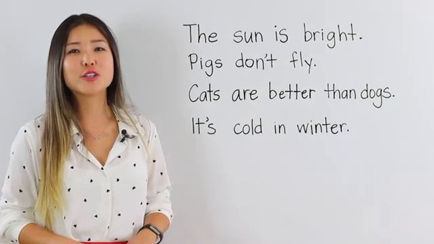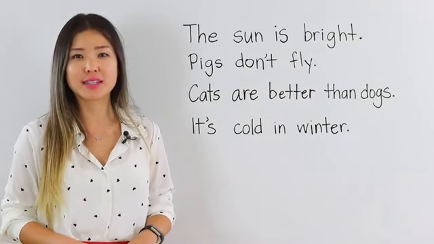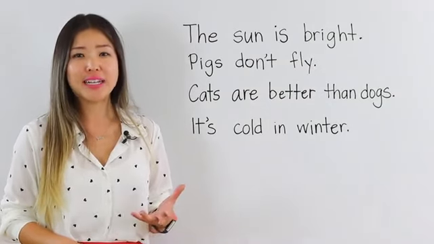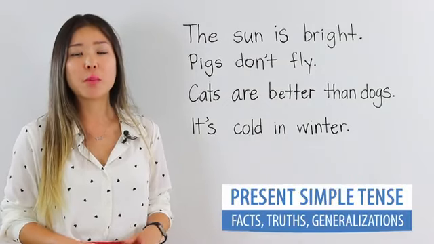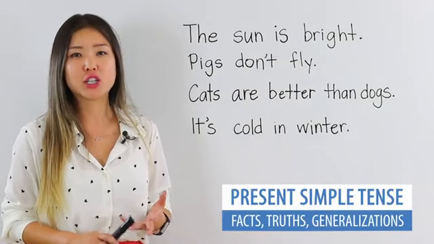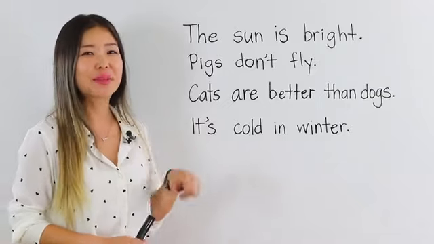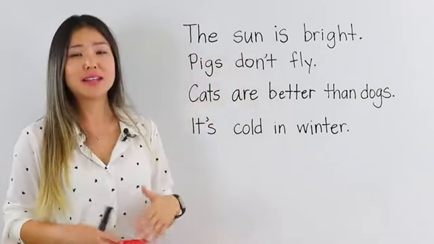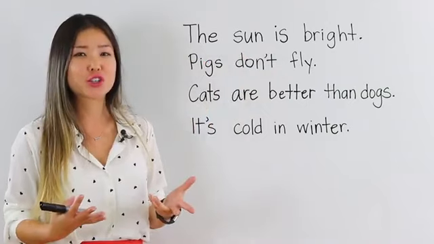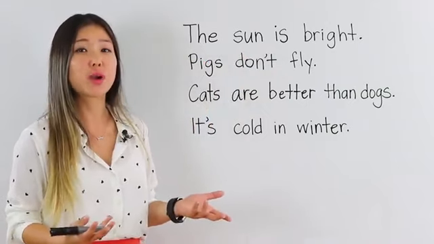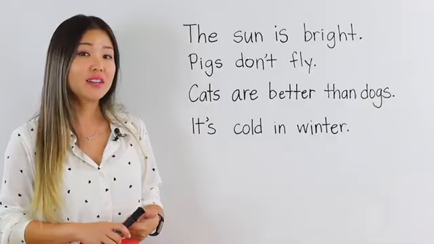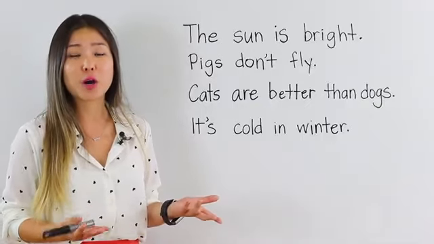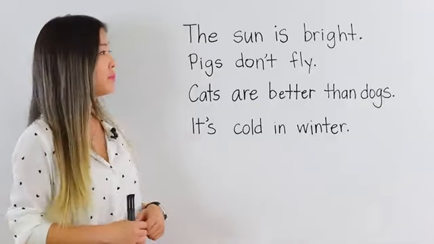Let's start with the first usage for the present simple tense. The first usage is pretty easy. We use it to talk about facts, truths, and generalizations. Let's look at some examples. The sun is bright. Now that's a fact. It doesn't change. Everybody knows that the sun is bright. It was bright yesterday, it's bright today, and it will be bright tomorrow.